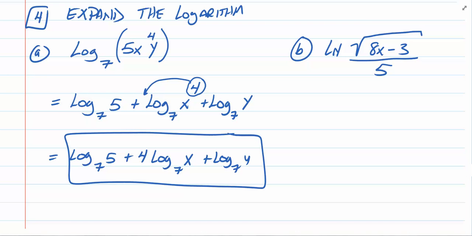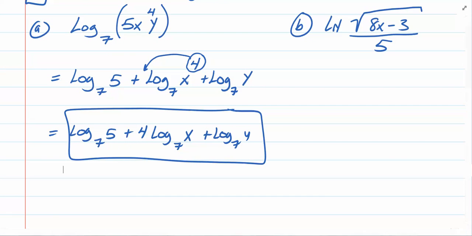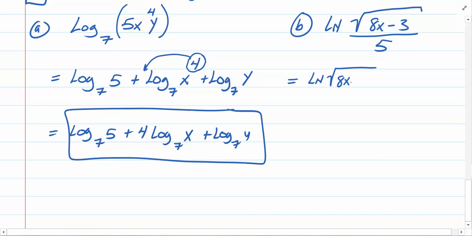So when you take a look at part B, what do you notice right away? Are we dealing with a product rule or a quotient rule? Quotient. A quotient rule, right? And then we also have a square root. So breaking this down, I would have the natural log of the square root of 8x minus 3 minus the natural log of 5. Now, why is it a subtraction sign there, everybody? Because it's a quotient. Yeah, exactly.